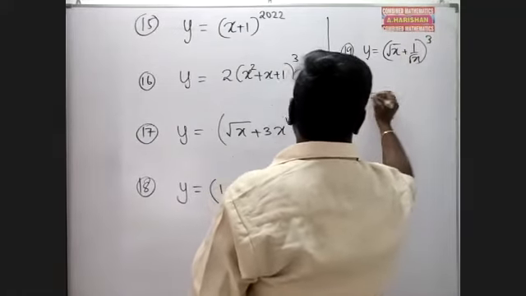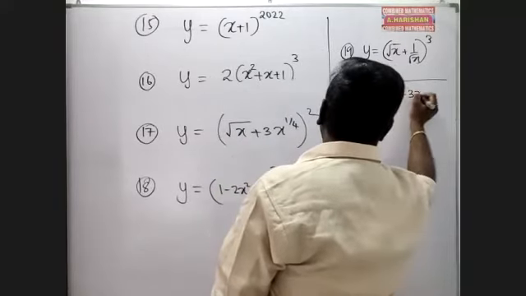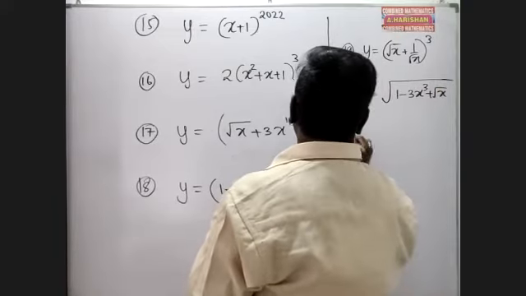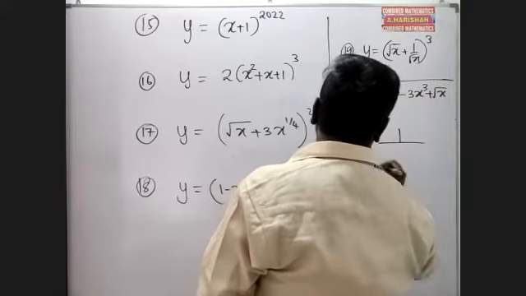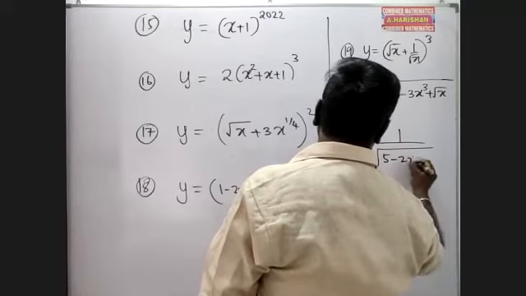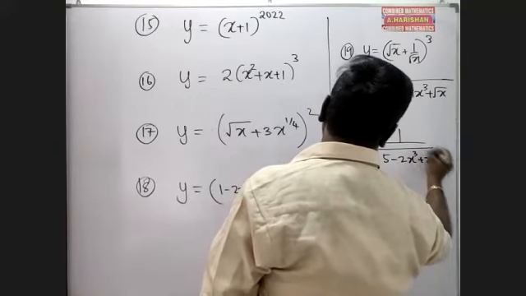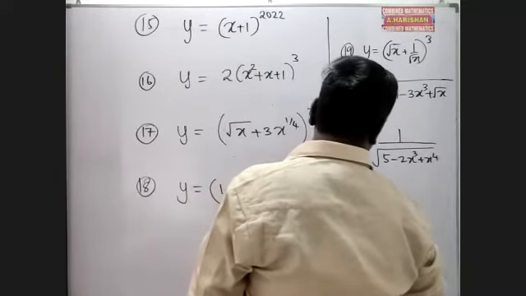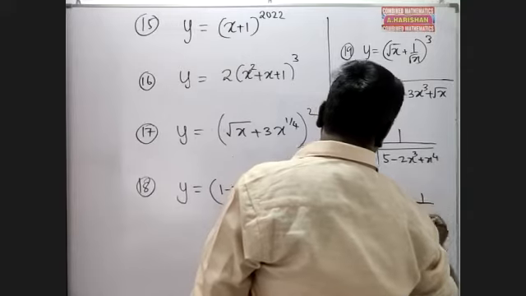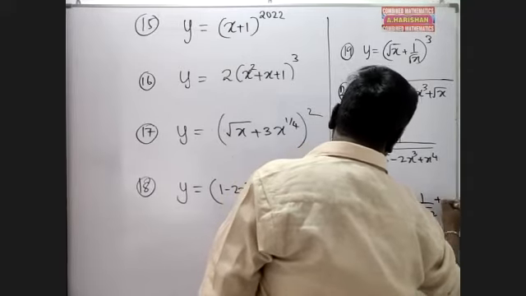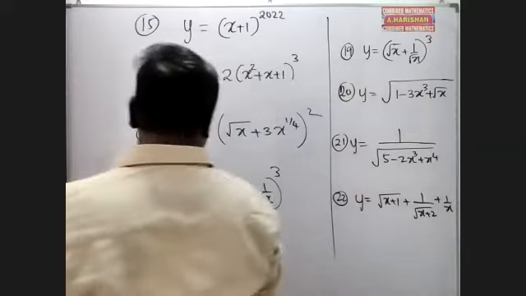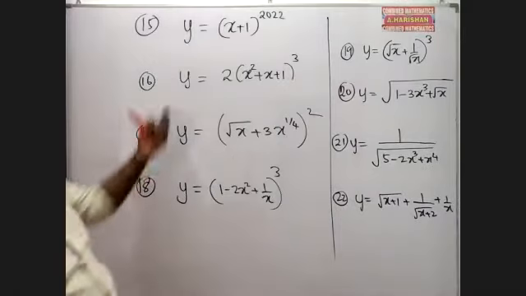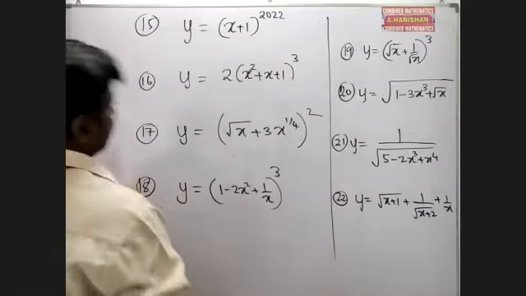20. Y equals square root of (1 minus 3x cube plus root x). 21. Y equals 1 over square root of (5 minus 2x cube plus x to the power 4). 22. Root of (x plus 1) plus 1 over root of (x plus 2) plus 1 over x. These are homework. And here I will do only the 15th question.